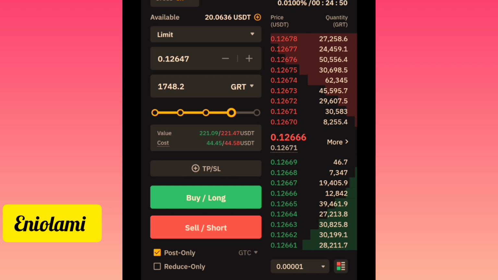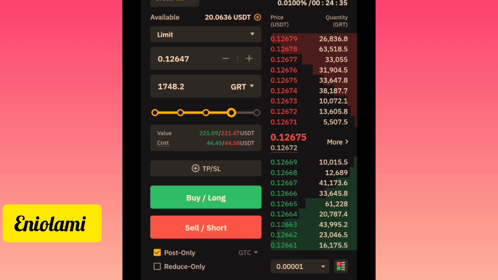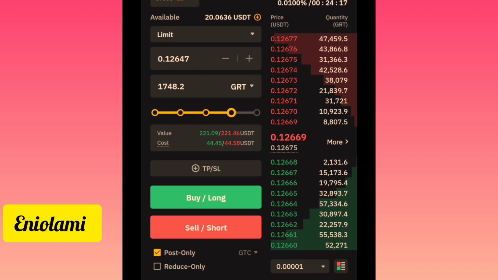Your leverage has a lot to do with your investment. Because I'm using lower leverage, I'm going to be using higher margin. Meaning to enter this trade on 5x leverage, I need $44. Can you see? And the total value of that trade at a margin cost of 5x will be $221. Let's calculate it. $44.45 times 5.